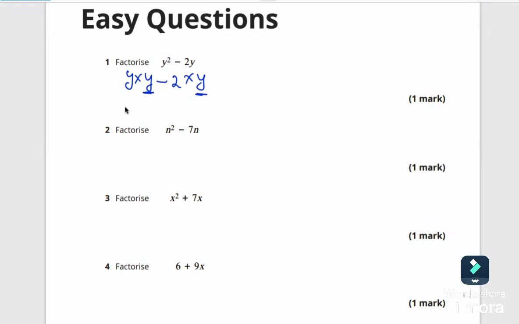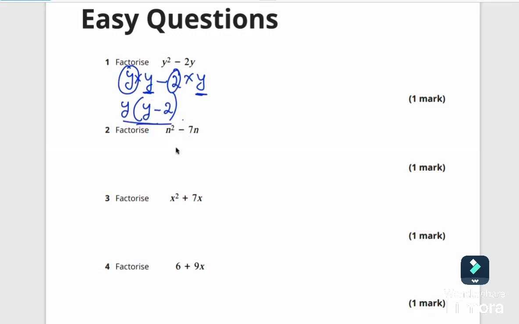Take it out. Step number 3, write those factors outside the bracket. Once you identify the common factor, write the common factor outside the bracket as y. The factor which is left here is y, and here we are left with the minus 2. Then write everything else inside the bracket. So whatever you left here as y minus 2, you have to place inside the bracket.